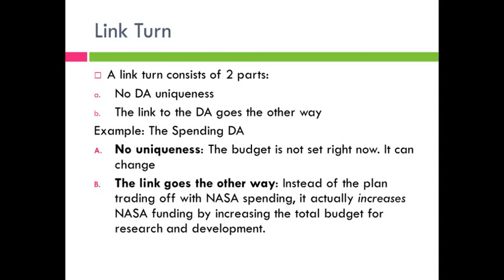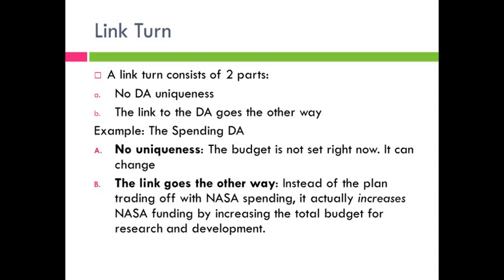So let's talk about no link. The no link argument and the argument that the link to the DA goes the other way are two separate arguments. The no link argument is that NOAA just doesn't trade off with NASA. They're just not related in any way. But the argument in a link turn is actually the opposite, okay? Instead of the plan trading off with NASA spending, it actually increases NASA funding by increasing the total budget for R&D. That was just a reason that I made up. But the big idea is that instead of trading off, it actually increases NASA funding.